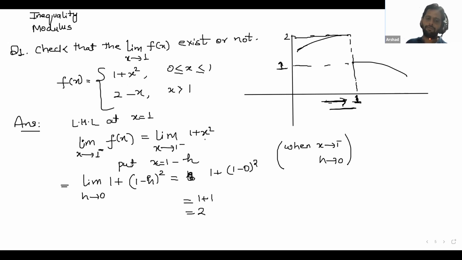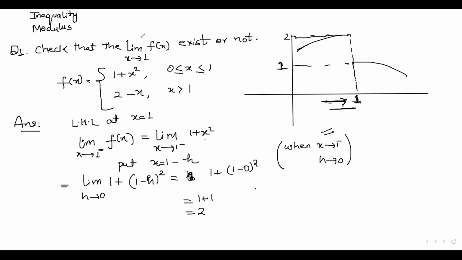Now, this is the standard method. We put x is equal to 1 minus h. Why are we writing 1 minus h? Because the value of x is slightly less than 1. And in the bracket, always write that when x tends to 1 minus, h tends to 0. So in place of x we write 1 minus h, with the limit h tends to 0. Now put the limit: 1 plus (1 minus 0) whole squared, 1 plus 1, you get 2. Is this clear, Darshan? Okay, great. Please note this down and confirm, then I will explain the RHL.